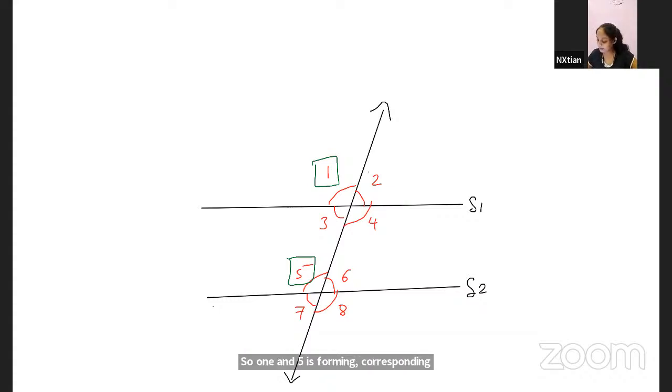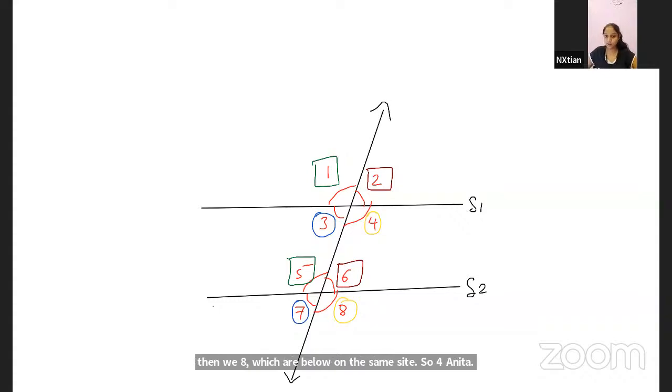Now see, look here, angle 2 is on this side, ma'am. Angle 2 and angle 6, on the same side, will be corresponding. Then we have angle 3 and angle 7, both below and on the same side, so 3 and 7 are corresponding. And angle 4 and angle 8, below on the same side, so 4 and 8 are corresponding. So these are corresponding angles.